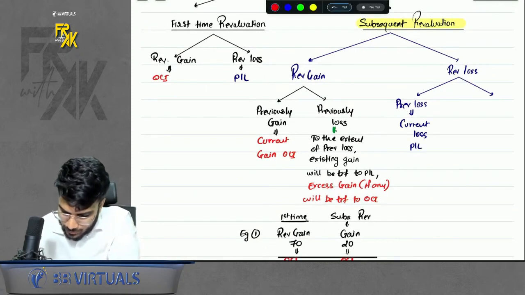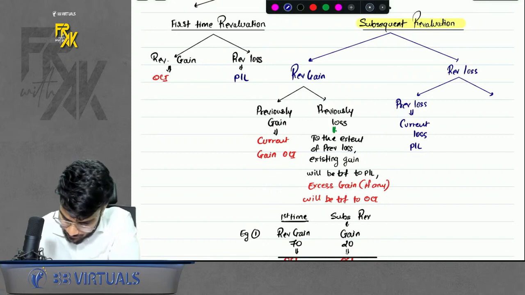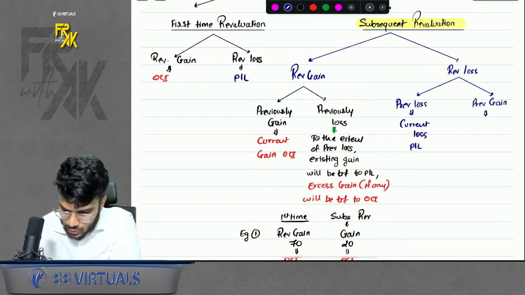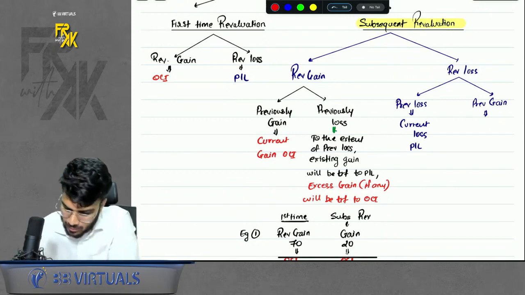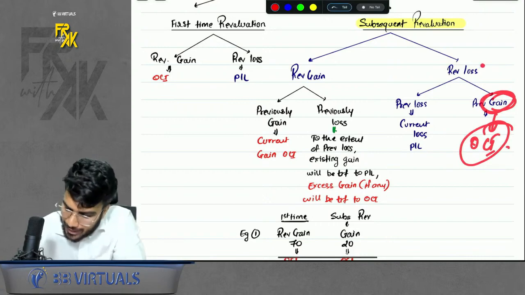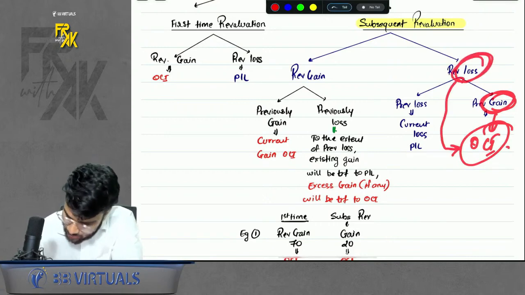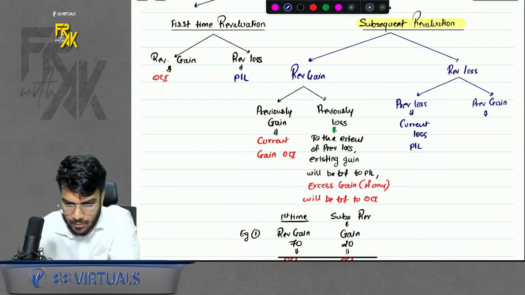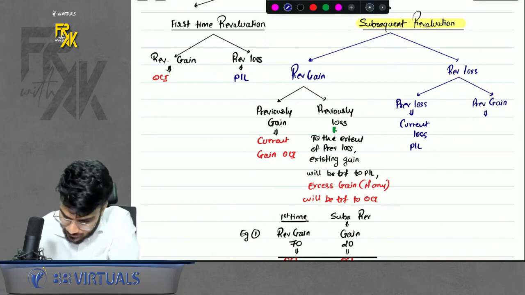But what if previously you had a gain and now you are getting a loss? Again the set of provisions will become applicable. Previously there was a gain, you might have transferred the gain to OCI. Now you are getting a loss. So first adjust the loss with OCI. Then the excess loss, if any, will be transferred to profit and loss. So we'll write this down as well.